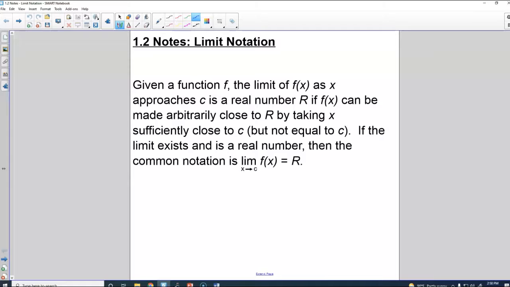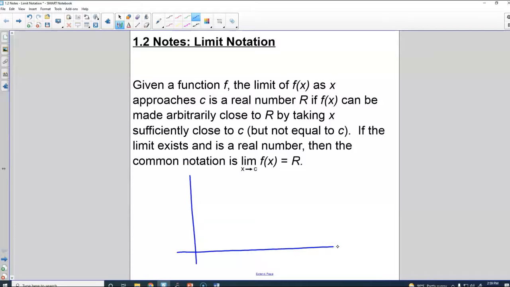This is what we call the informal definition of a limit. I know that sounds crazy because it looks long and complicated. But given a function f, the limit of f of x as x approaches c is a real number r if f of x can be made arbitrarily close to r by taking x sufficiently close to c but not equal to c. If the limit exists and is a real number, then the common notation is limit as x approaches c of f of x equals r. Okay, so let's draw a graph here.